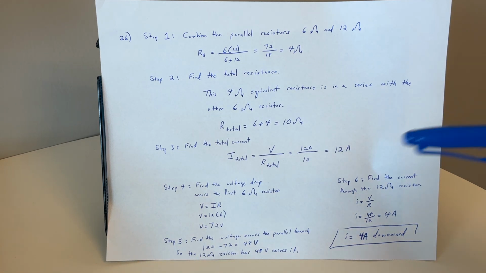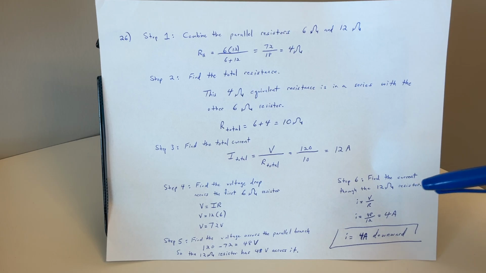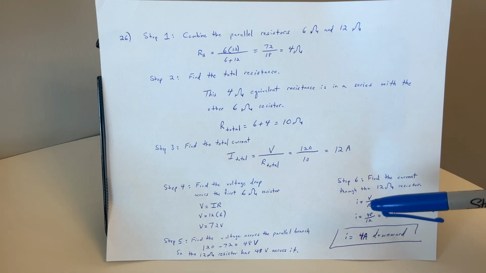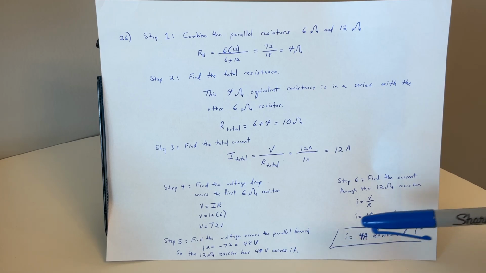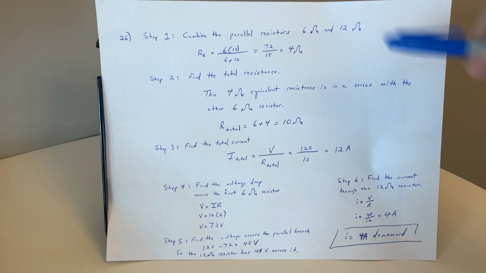So we're ready for the final step. Find the current through the 12 ohm resistor. Well, I equals V over R. I equals 48 over 12, and it gives us 4 amperes in the downward direction, 4 A downward. Okay, so that's 26. I just wanted to show it in steps just in case.